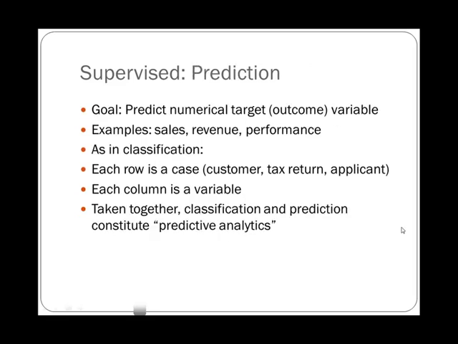For prediction, using supervised methods, the goal is to predict a numerical target, an actual number. For example, sales, revenue, performance, these are all measures that come in a range. So sales, do we want to predict sales for next year? Is it going to be between $3 million and $3.5 million? There's a whole range there. It could be anything between those numbers.